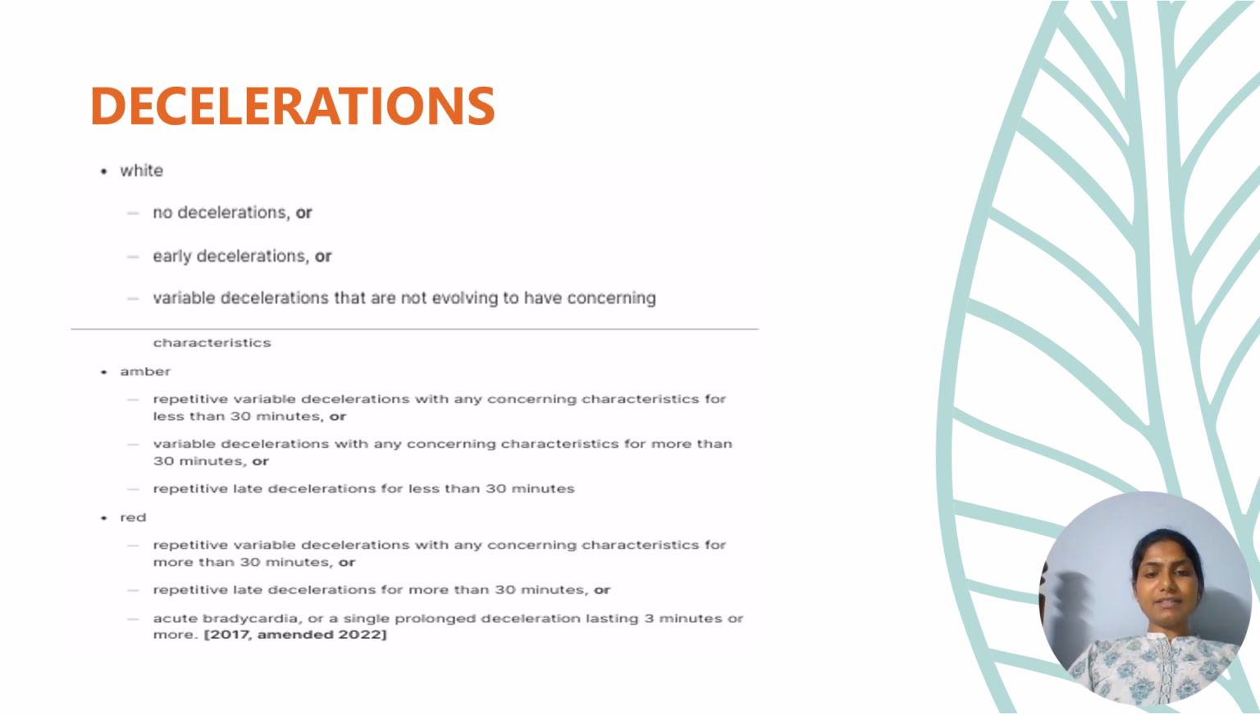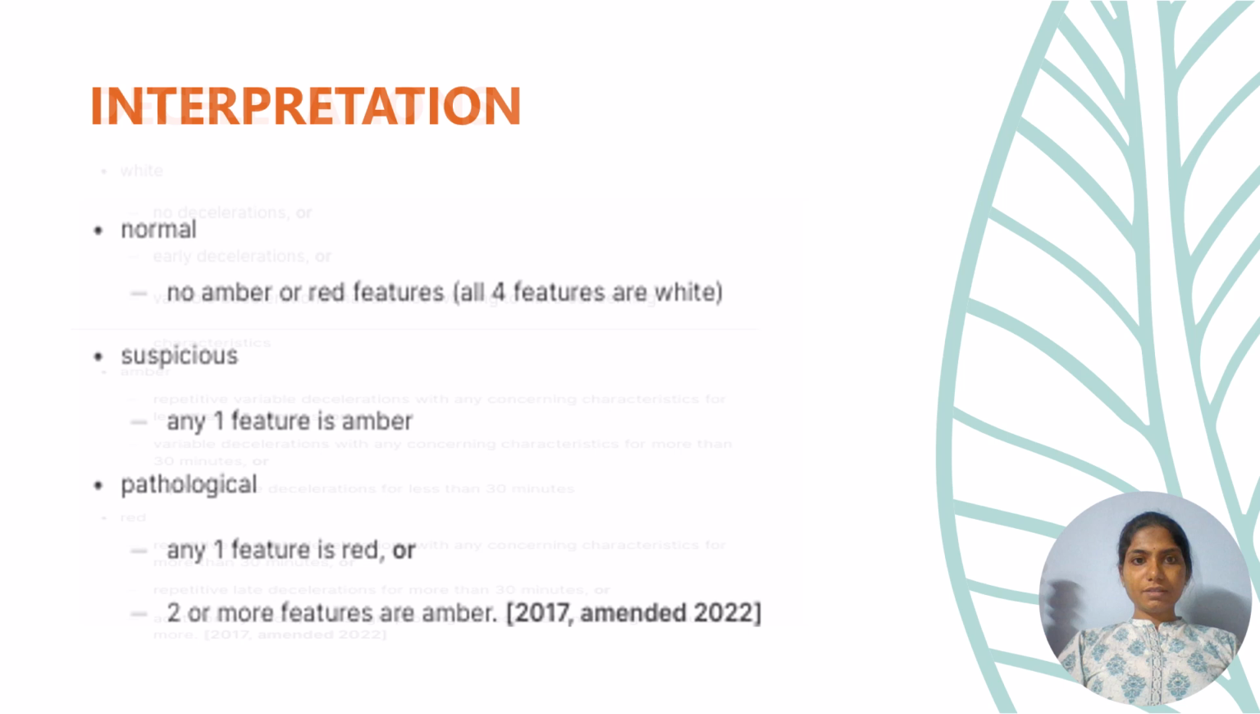And the last one is red, that is repetitive variable deceleration for more than 30 minutes, repetitive late decelerations for more than 30 minutes, and if there is any acute bradycardia, that is if there is a deceleration for more than 3 minutes, then it's a red sign.